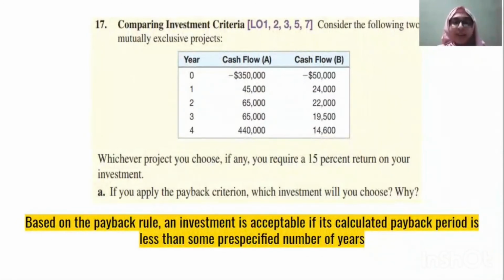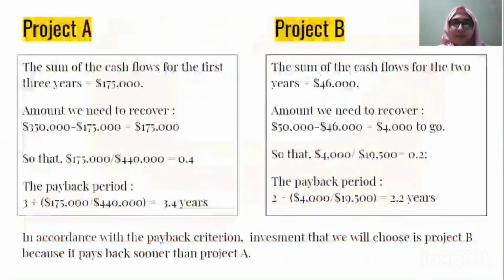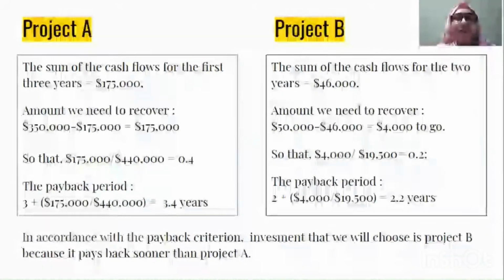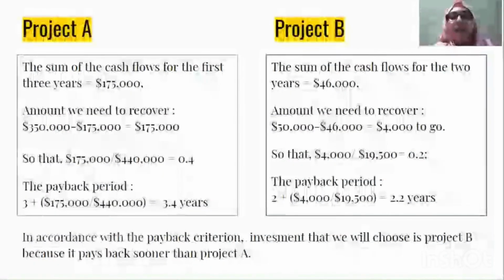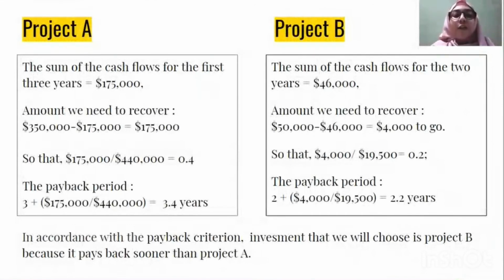Firstly, we must remember that based on the payback rule, an investment is acceptable if its calculated payback period is less than some pre-specified number of years. So this is the answer. For project A, the sum of the cash flow for the first 3 years is $175,000, leaving us with $175,000 to go, because the cash flow in the fourth year is 440,000. The payback occurs sometime in the year.